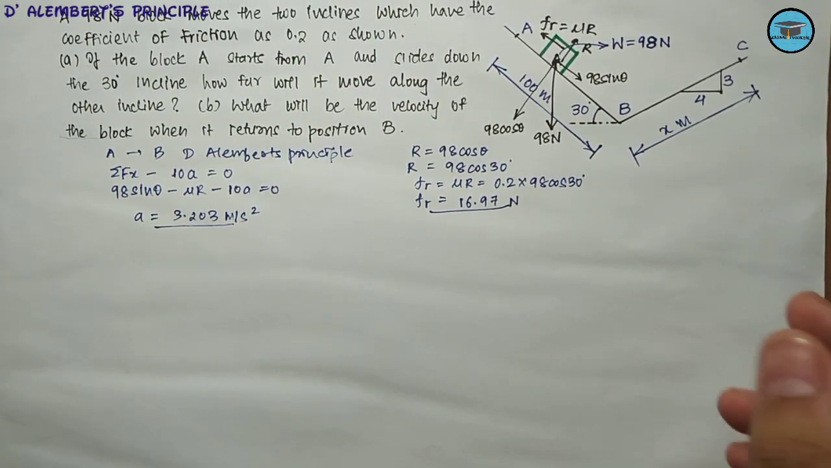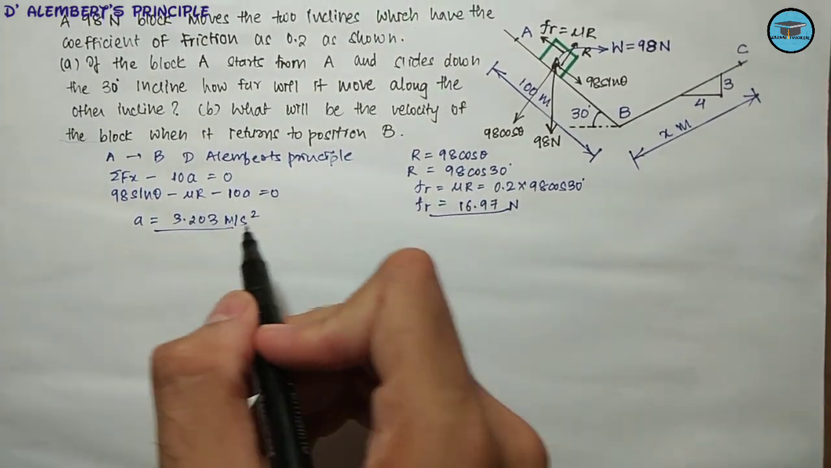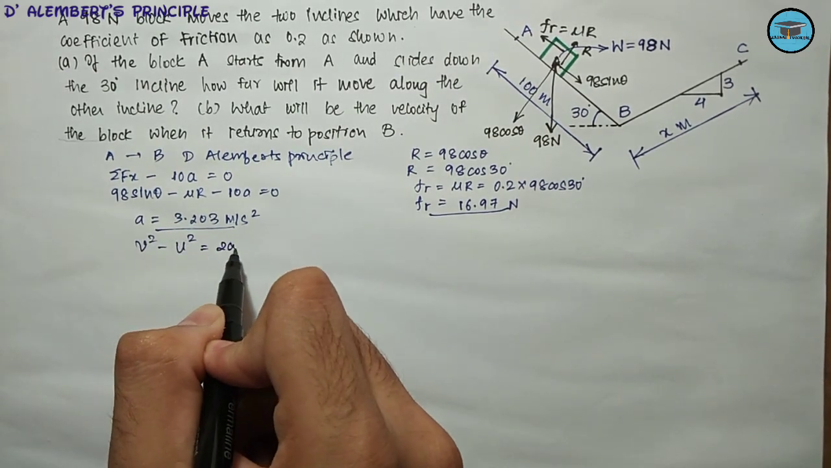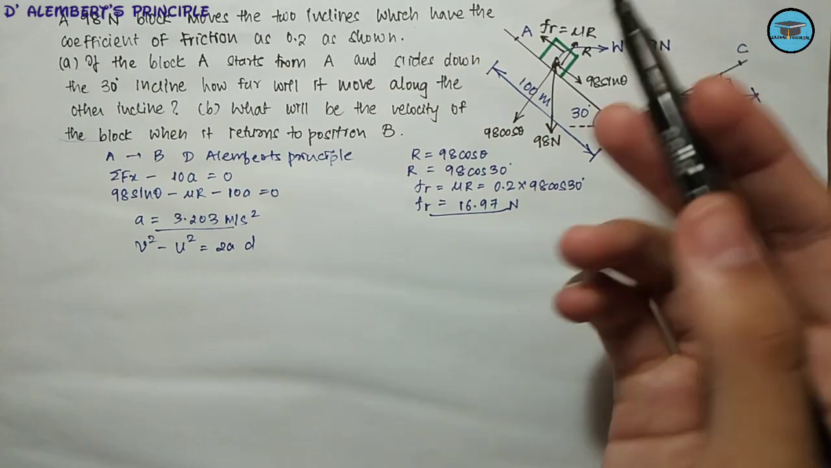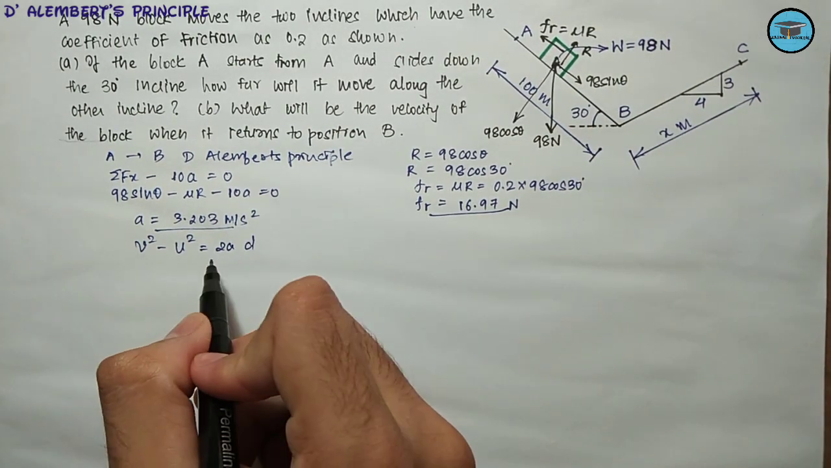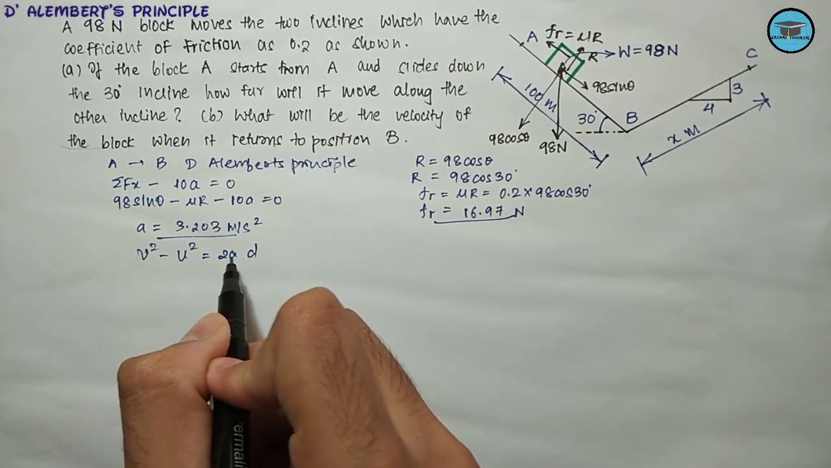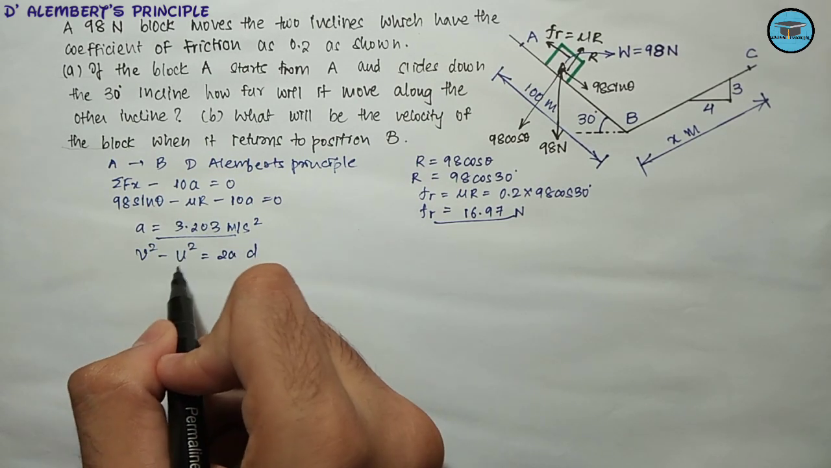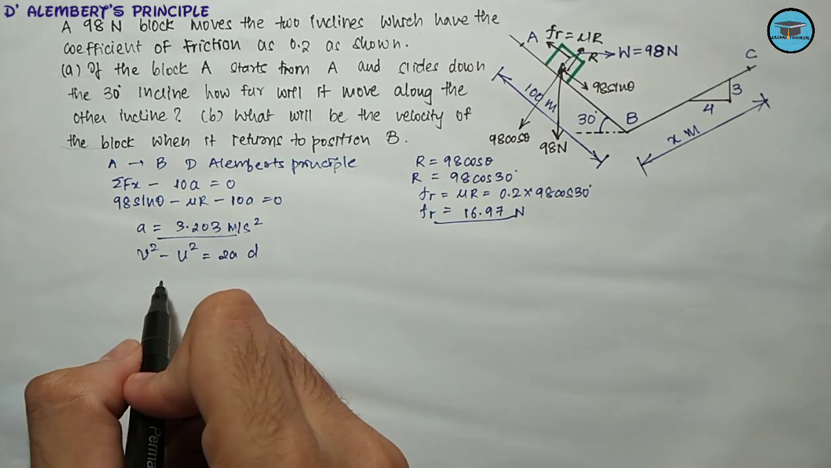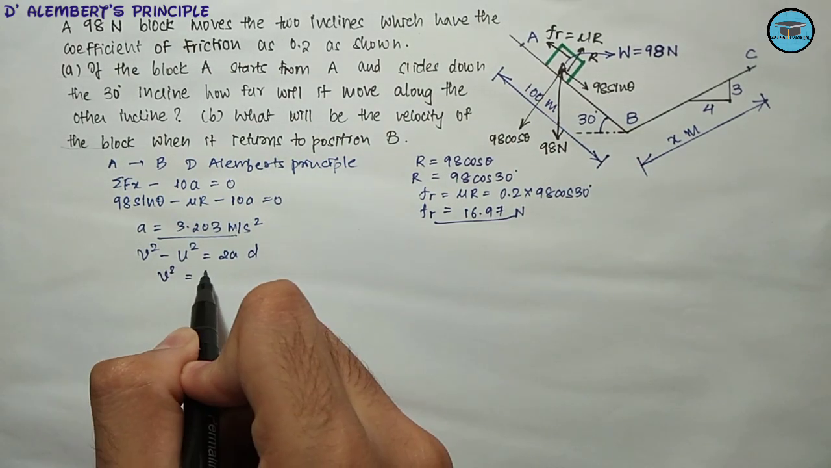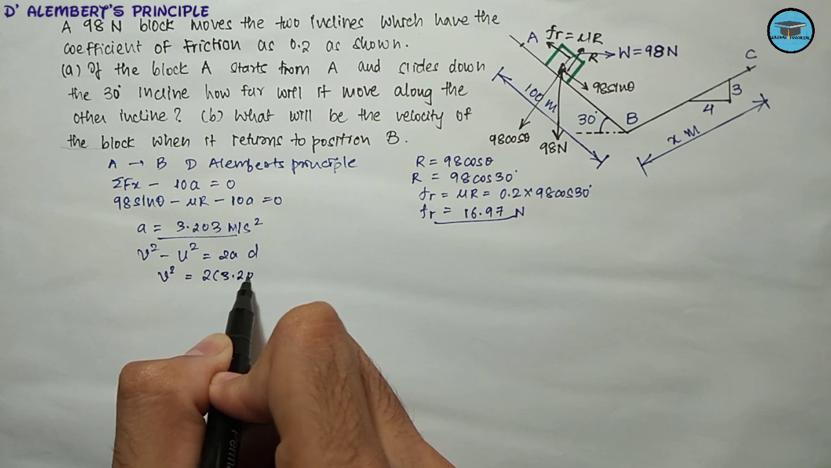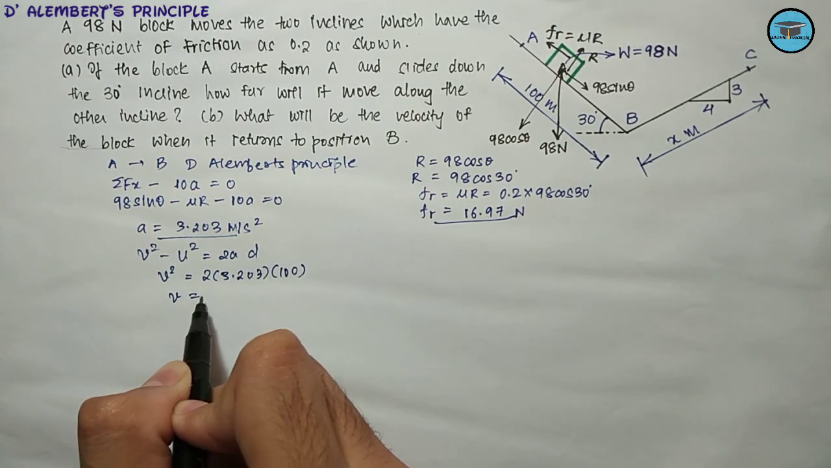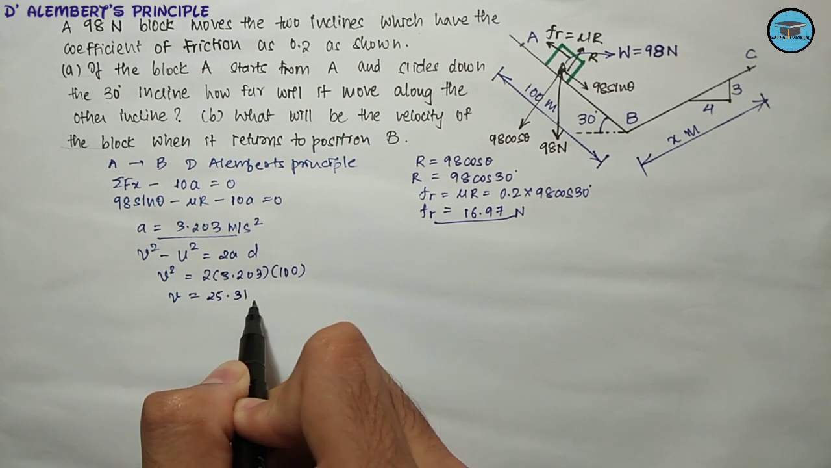Now the velocity at point B can be determined as v square minus u square equals 2ad. This distance is given as 100 meter, so d is 100 meter. The acceleration that we have determined is 3.203 meter per second square. Initial velocity at point A is 0, so v square equals 2 into 3.203 into 100. So the value of v comes out to be 25.31 meter per second.